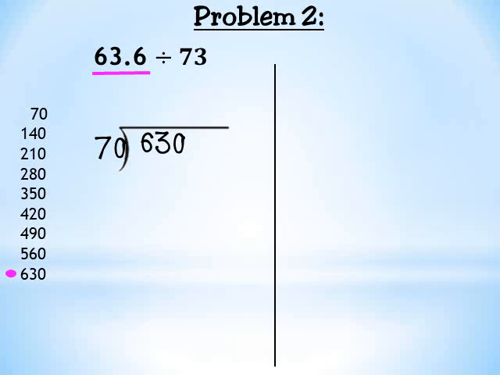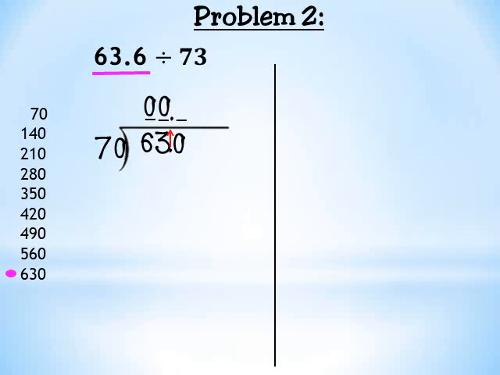So in our new dividend, we're going to make it say 63, then the decimal, then 0. So go ahead and do that, and then make sure you bring that decimal up. Let's start dividing. 70 cannot go into 6, 0 and move on. 70 cannot go into 63, 0 and move on.